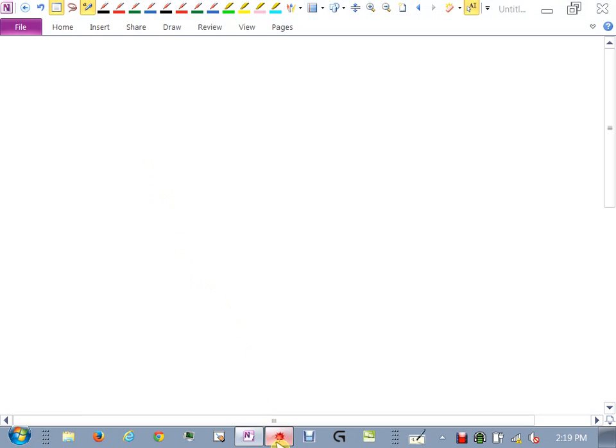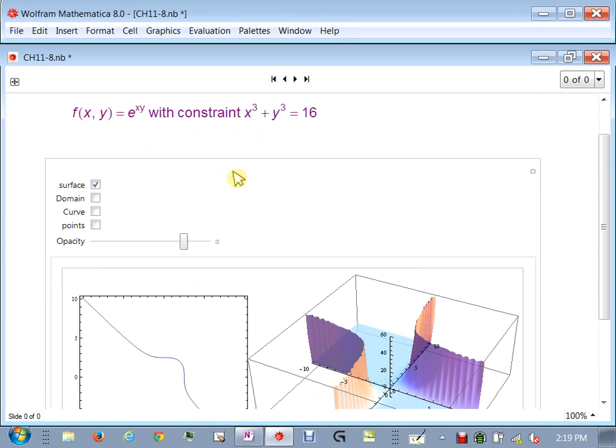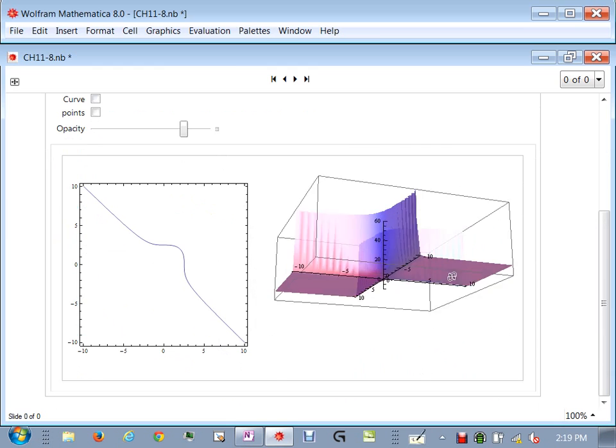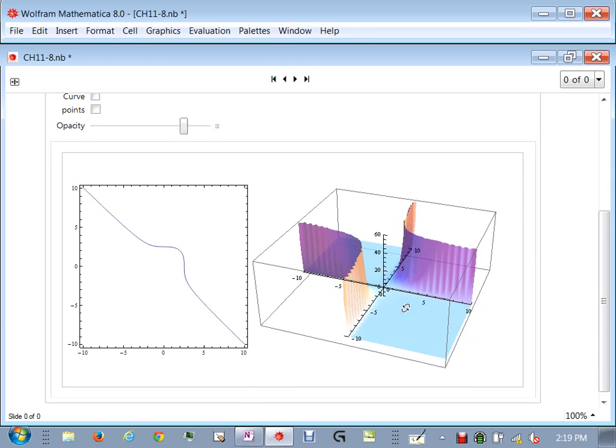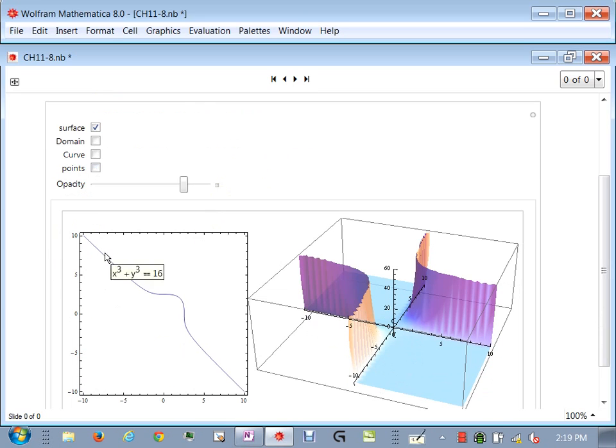All right, so we are trying to find, this is kind of a cool picture. Here's our function, e raised to the xy, which looks like this weird thing right here. And we're restricting it to this, which is not a circle, not anything that we're used to seeing. But I went ahead and graphed it for you. This is your x cubed plus y cubed is 16. That's what it looks like.